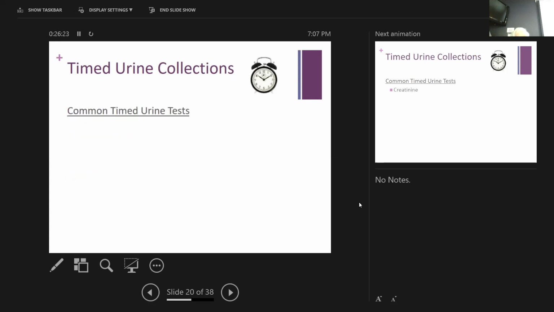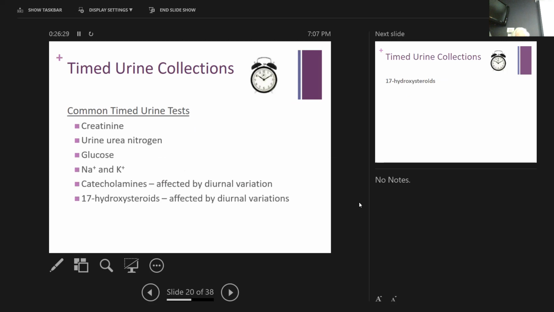Some of these tests are related to the glomerular filtration rate. That's what the creatinine clearance test is: how well your glomeruli are functioning. There's also the urea nitrogen in urine, as opposed to blood urea nitrogen, because urea appears in urine. Also glucose, because that's going to cycle during the day, in the amount of glucose that comes out.